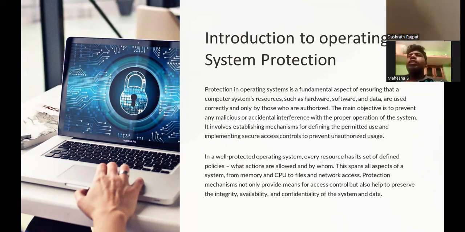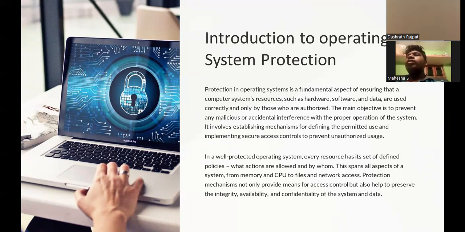Today we are going to discuss operating system protection. First, what is protection? Protection in an operating system is a fundamental aspect of ensuring that a computer system's resources such as hardware, software, and data are used correctly and only by those who are authorized.